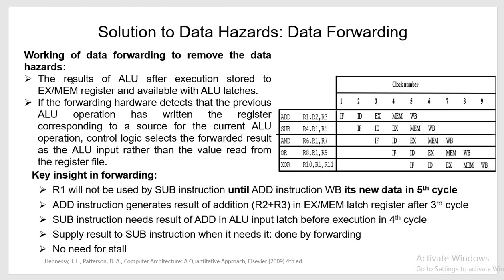To remove the data hazard with the help of data forwarding, the designer will take advantage of the functioning of the pipelining. So now we will try to understand the functioning of the pipelining. As we know, whenever the result is prepared by the ALU after the execution of the arithmetic and logical operation, the result will be stored into the EX memory register.